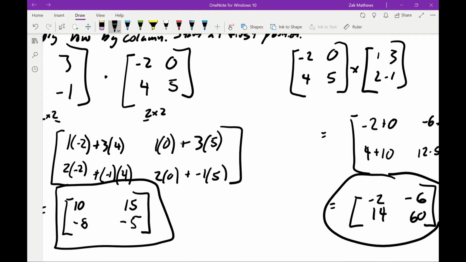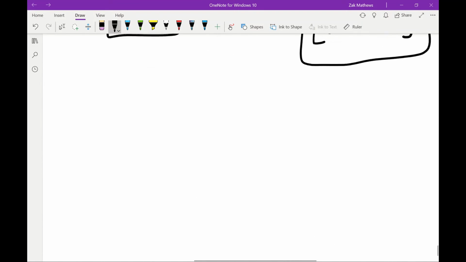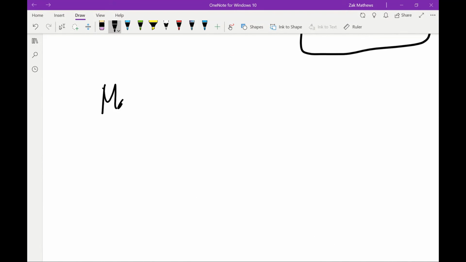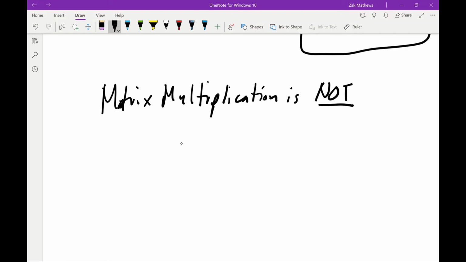Absolutely the correct answer if I were to do this multiplication in the opposite order. Completely different answer. Which brings us to this very important point. Matrix multiplication is not commutative.